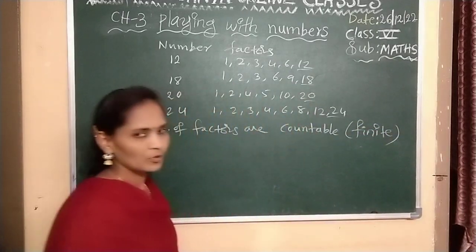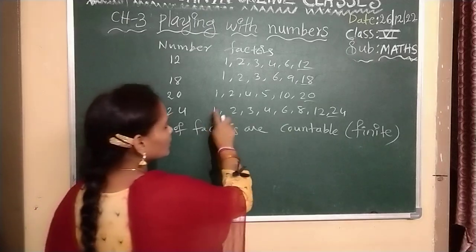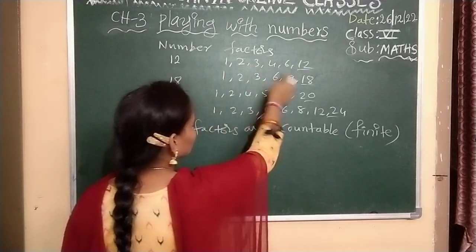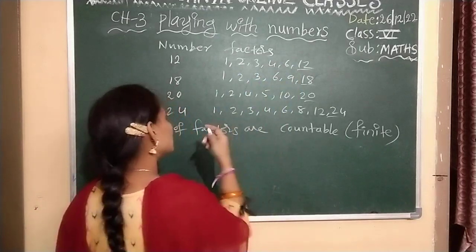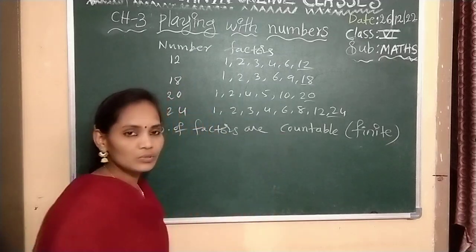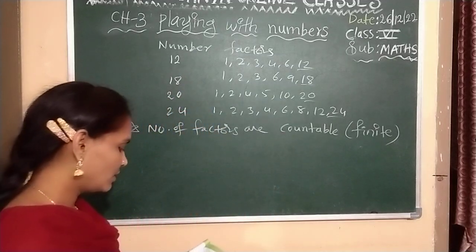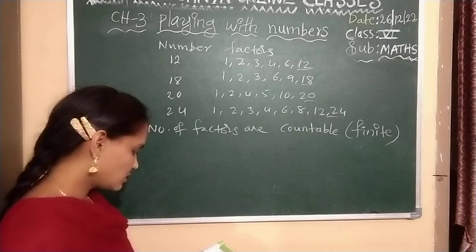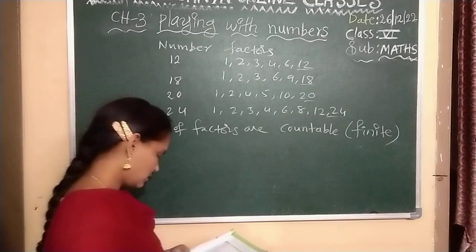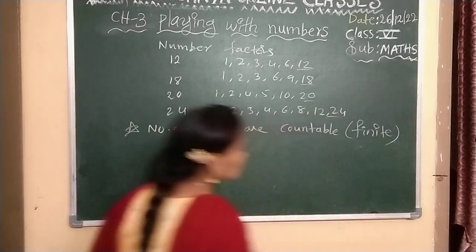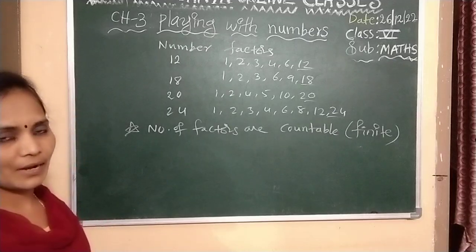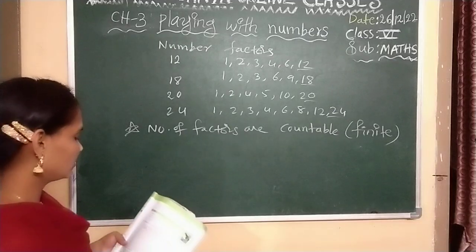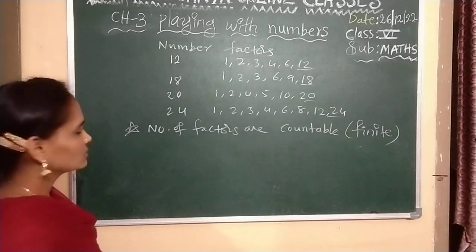This is an important point. We can find the factors, and we can count the number of factors also. The number of factors for any number is countable; that we can call finite. Okay. Next to factors, the concept of prime and composite numbers is there in that book. So I am going to explain prime numbers and composite numbers. I hope you understand this.